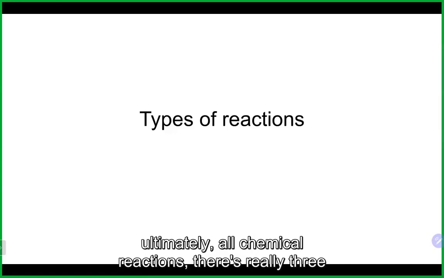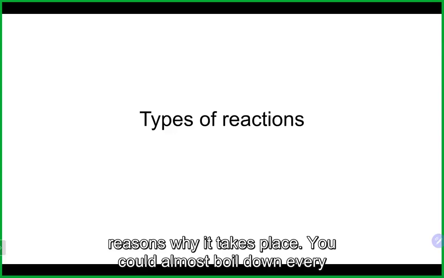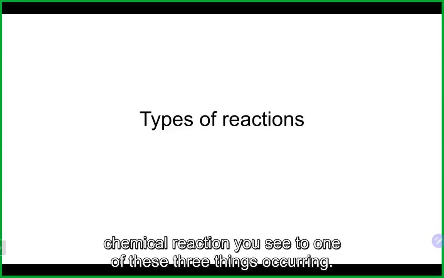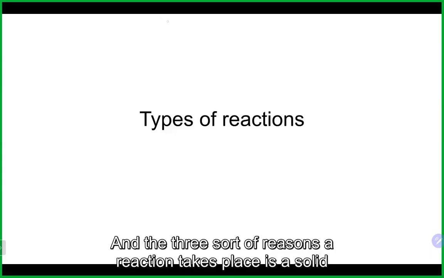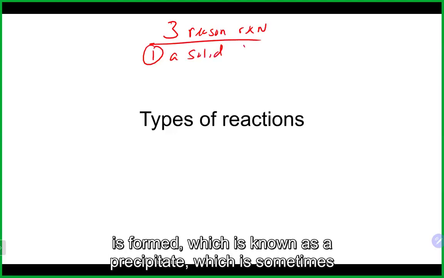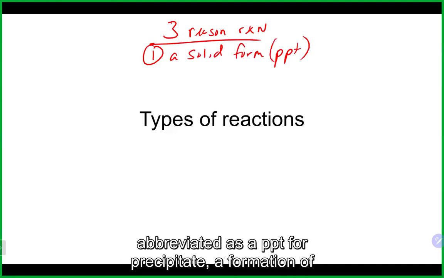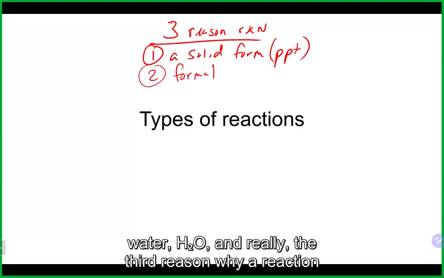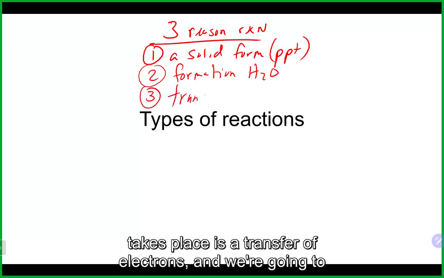But ultimately, for all chemical reactions, there are really 3 reasons why one takes place. You could almost boil down every chemical reaction you see to one of these 3 things occurring. The 3 reasons a reaction takes place are: a solid is formed, which is known as a precipitate, sometimes abbreviated as PPT; a formation of water, H2O; and the third reason is a transfer of electrons.